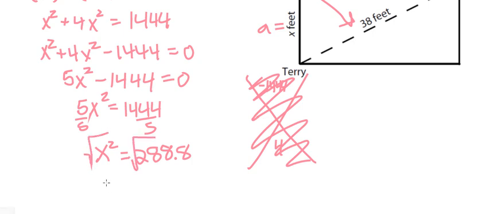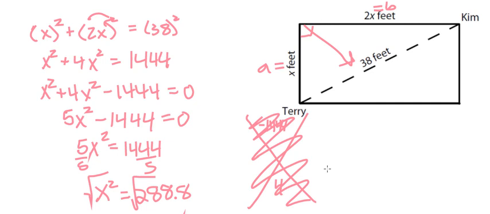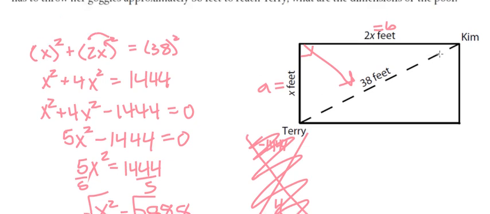So now this is not going to be a perfect square, but we're going to take the square root here, and we are going to get that x is, when we take the square root of 288 and 8/10, we get that x is equal to 16.99 hundredths, so we're just going to make that about 17. So what that means here is that if the goggles, I think, went 38 feet apart, well, we got that x was 17 units here.